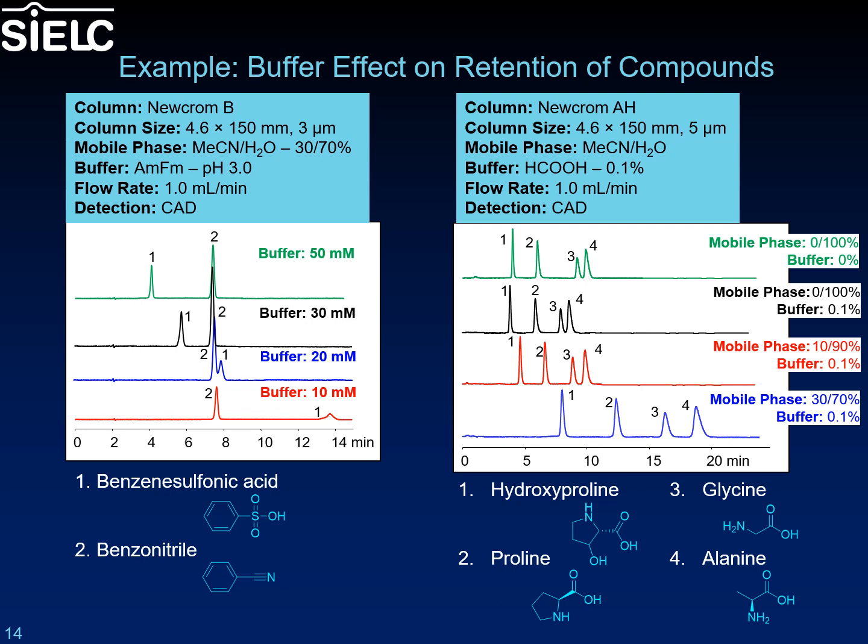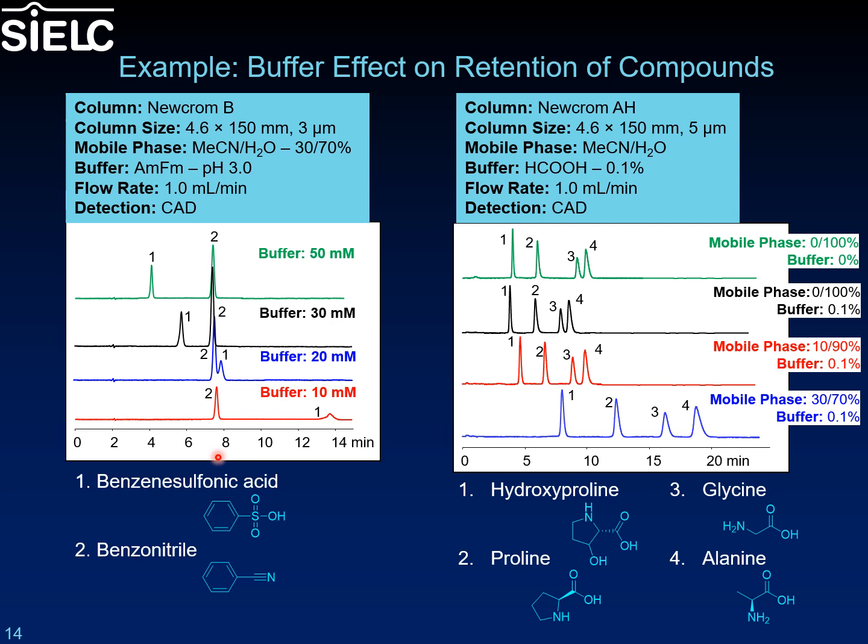On this slide, we are showing the buffer effect on retention of compounds on two different columns. On the left-hand side of the slide, we have a Newcrom B column that is being used to separate benzene sulfonic acid and benzonitrile. The variable that's being changed here is the concentration of the buffer itself. Benzonitrile retains on the column simply through reverse phase mechanism, and thus maintains the same retention time in all chromatographs.